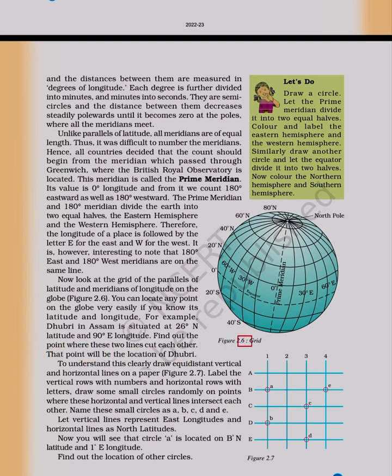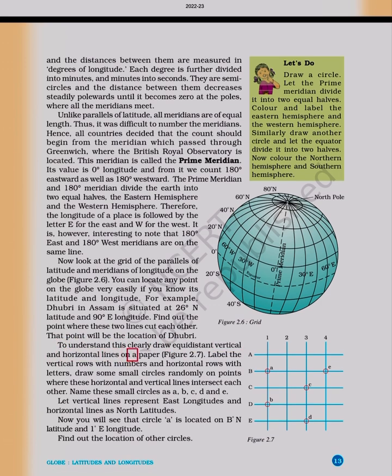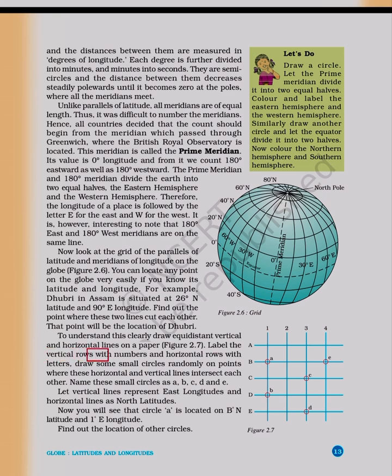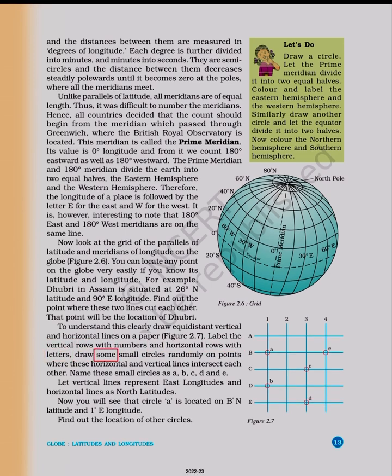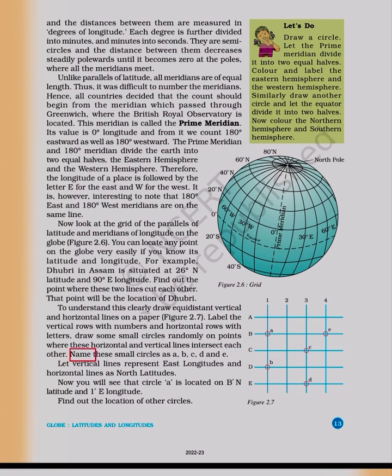Figure 2.6. Grid. To understand this clearly, draw equidistant vertical and horizontal lines on a paper, figure 2.7. Label the vertical rows with numbers and horizontal rows with letters. Draw some small circles randomly on points where these horizontal and vertical lines intersect each other. Name these small circles as A, B, C, D and E.